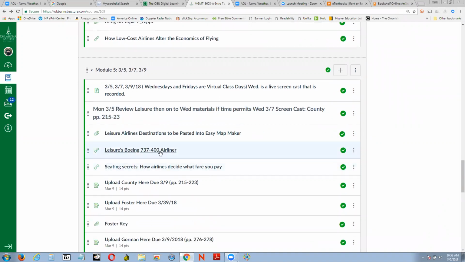And then I think this is about the airliner they use, the Boeing 737-400. And then here's some information you may want to take a look at. Of course, this case deals with revenue management and how airlines decide what you pay. Again, these are resources I've got for you, and then we're going to move on. Probably we'll get started on it today, and then we'll work on it again on Wednesday. Will be the county case, which is over on pages 215 to 223.